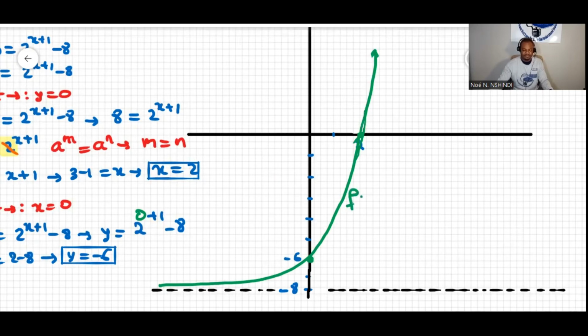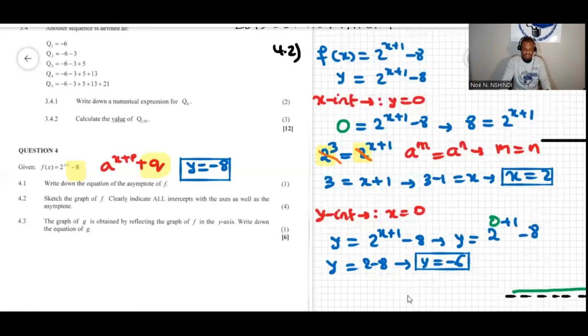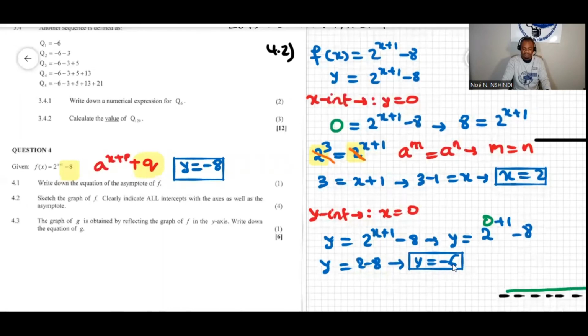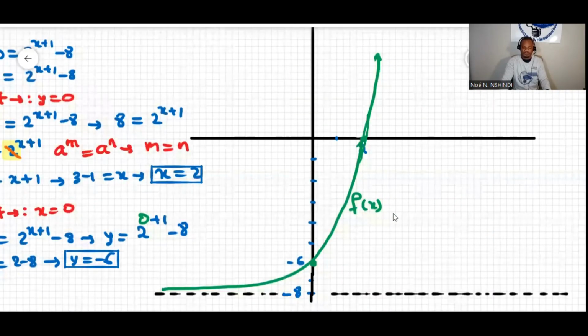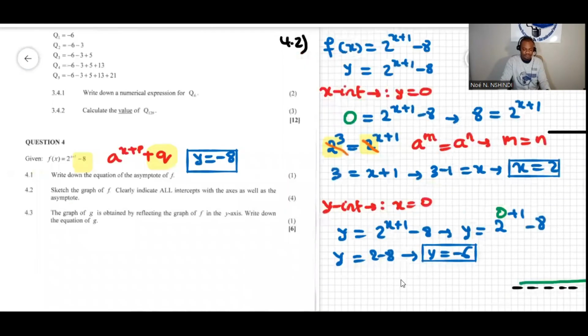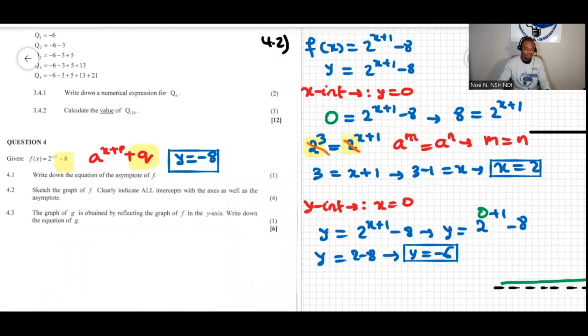This is the graph of f of x, with the asymptote at -8. The asymptote is where the graph doesn't touch the dashed line. The dashed line must pass through -8 because we found that -8 was the asymptote. The y-intercept is -6 and the x-intercept is 2, so the line passes through -6 and 2. All right, now let's see. We did question 1.1, 4.1 and 4.2.